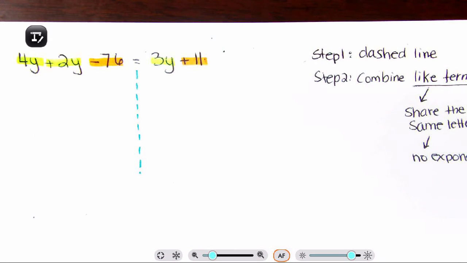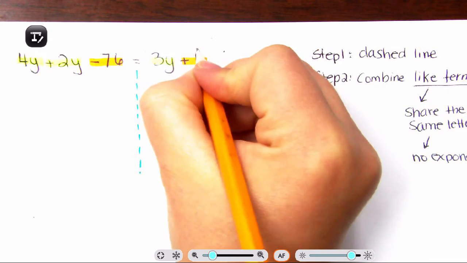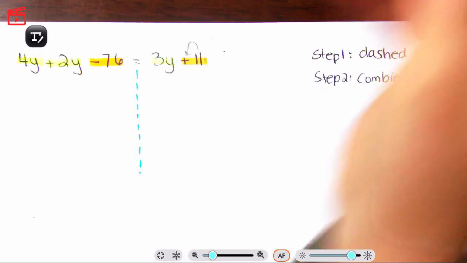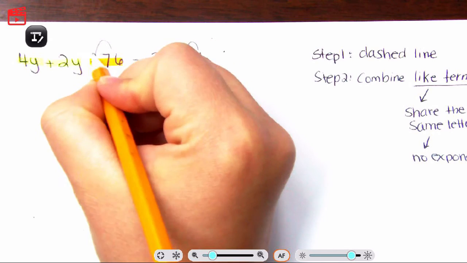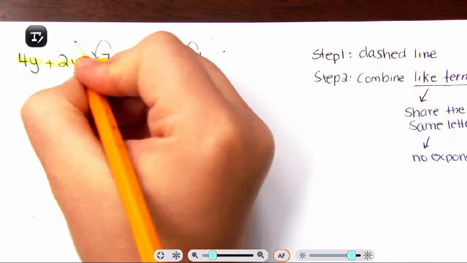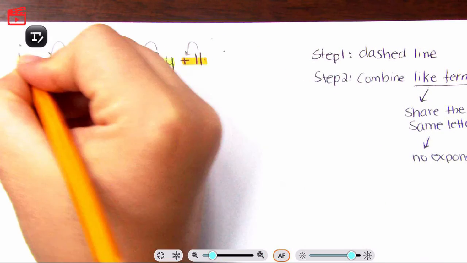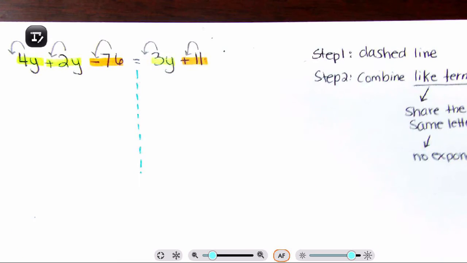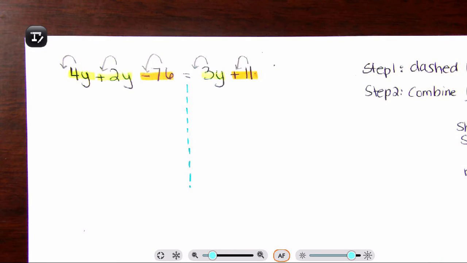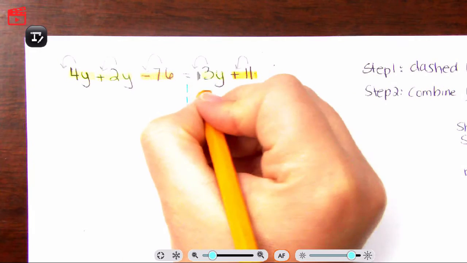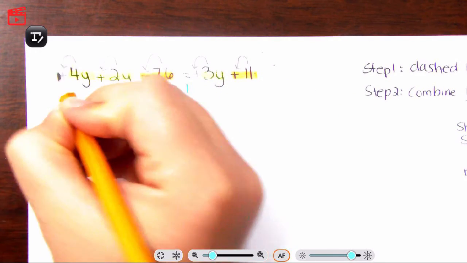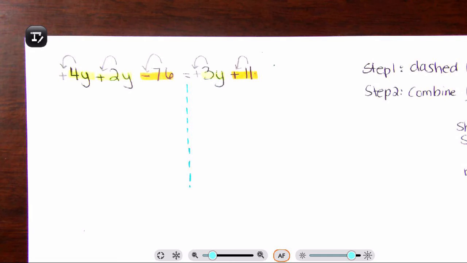Notice that I took the sign that was in front of it. For example, 11 has plus in front of it, 76 has a minus in front of it, and 2 has a plus in front of it. Those symbols belong to the number. 3 and 4 don't have anything in front of them because mathematicians are what? Lazy. We don't want to write a plus here and a plus here. That looks weird, so we choose not to write anything. However, 4 is positive, 3 is also positive.